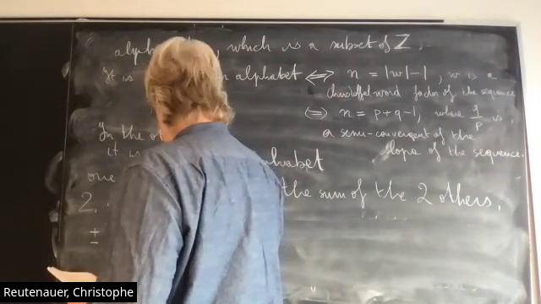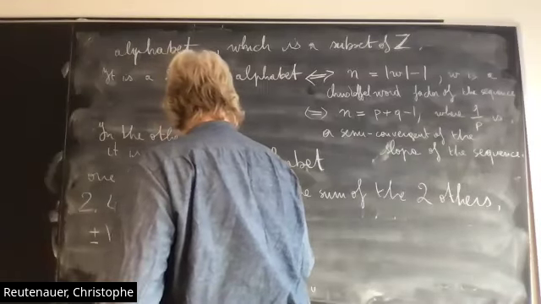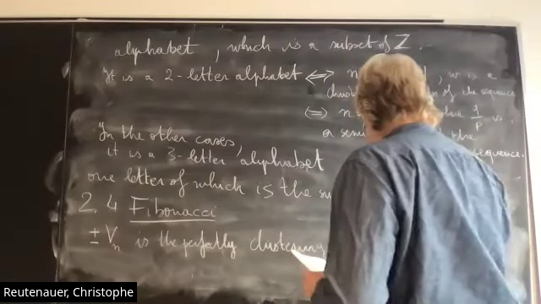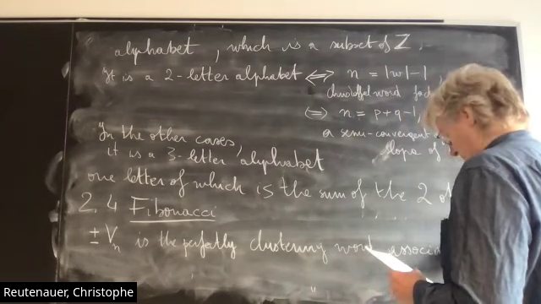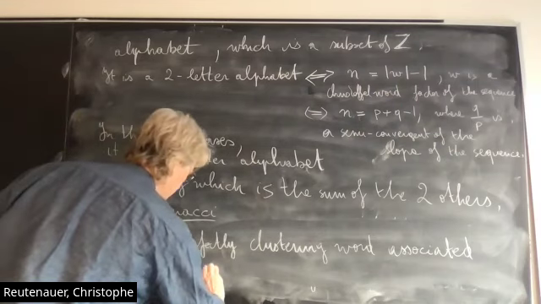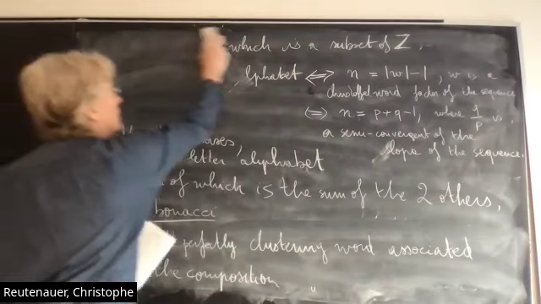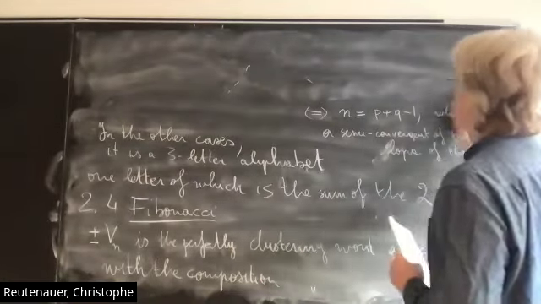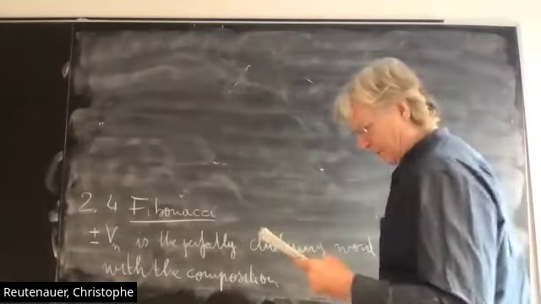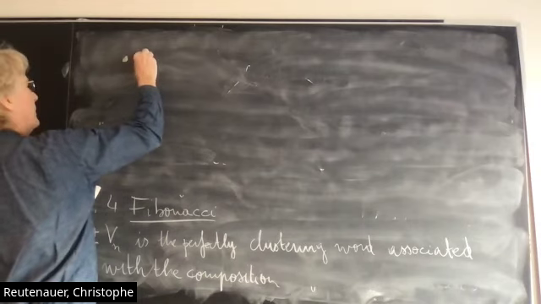Plus or minus Vn is the perfectly clustering word associated with the composition. There are two cases. Nu is even.